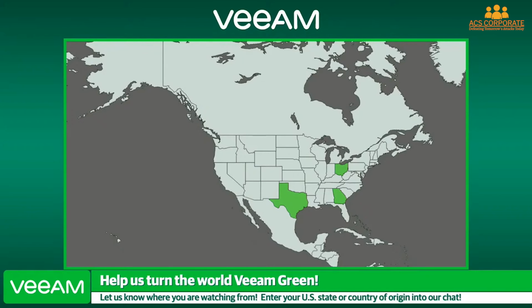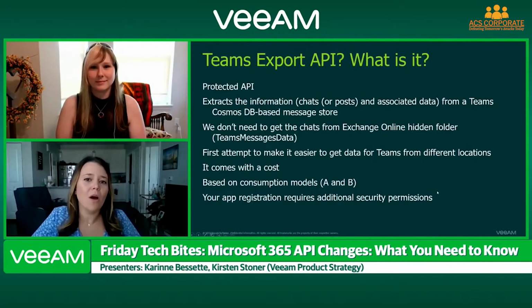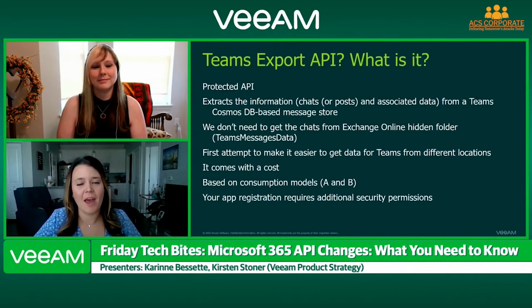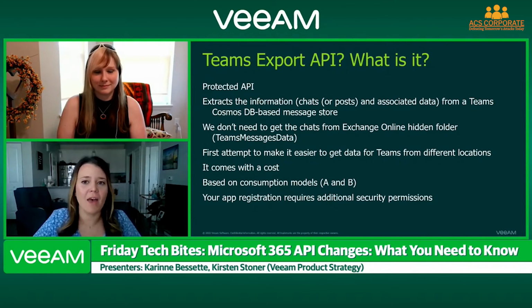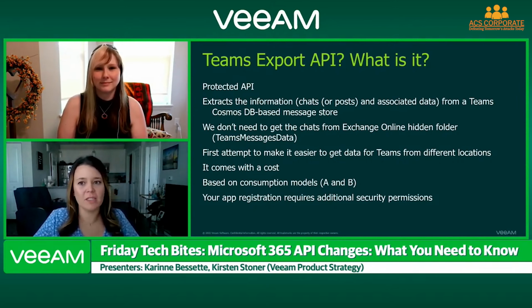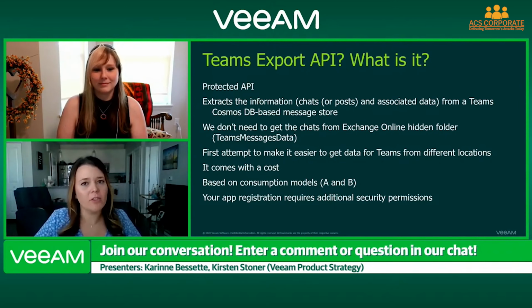Cool. Thanks, Corinne. Like Corinne mentioned, we are going to be talking about the Teams Export API. So what is this Export API? This is a protected API that Veeam Backup for Microsoft 365 will now be required to utilize to take a successful backup of your Teams data.